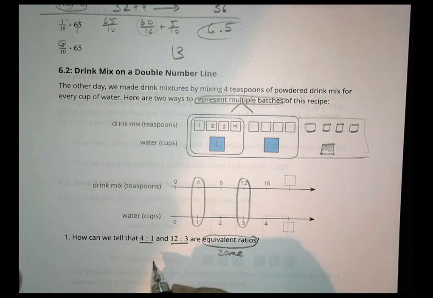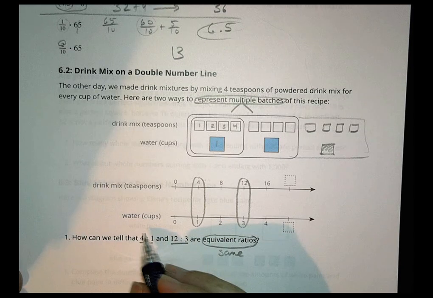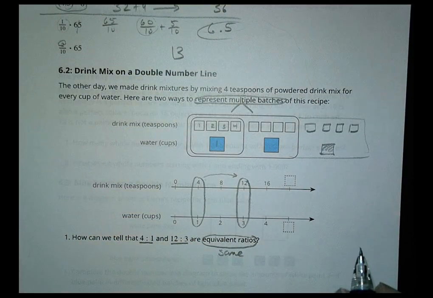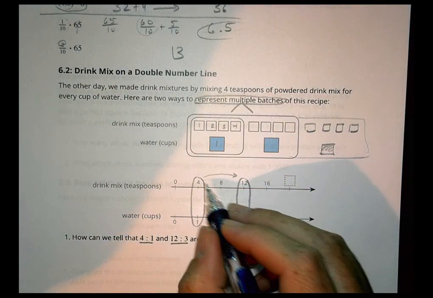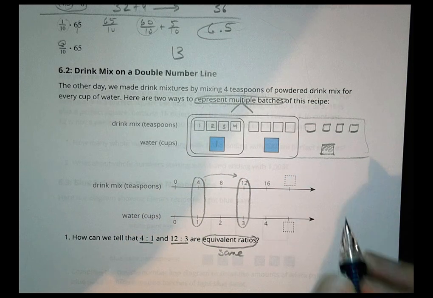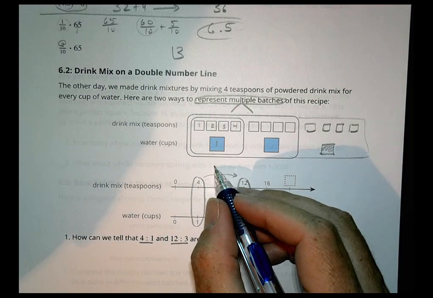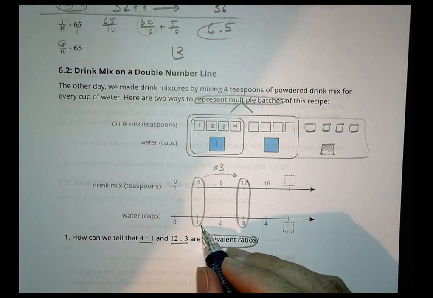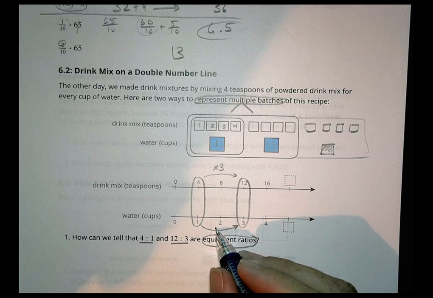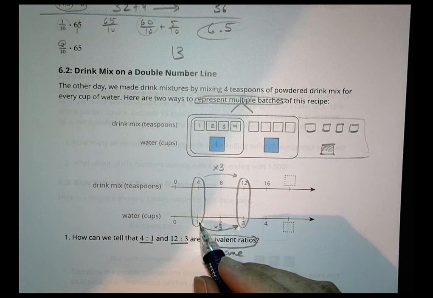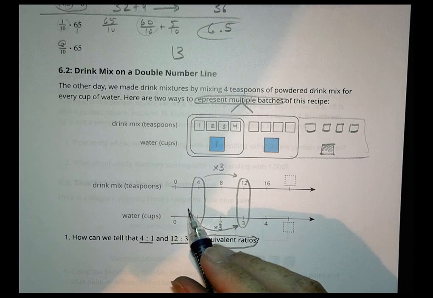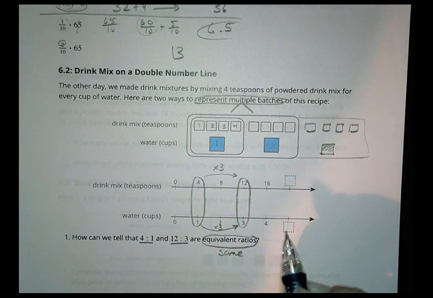So when I look at 4 to 1, I can look at it a couple ways. I can say, to go from 4 to 12, to move this way on my double number line, thinking about multiplication, not about addition now, but about multiplication, what would I multiply by 4 to get to 12? In this case, we would think about 4 times 3 gets me to 12. If I'm doing the same thing with the 1 to get to 3, then I have an equivalent ratio. And indeed, 1 times 3 is indeed 3. Because both parts are multiplied by 3, I end up with an equivalent ratio.